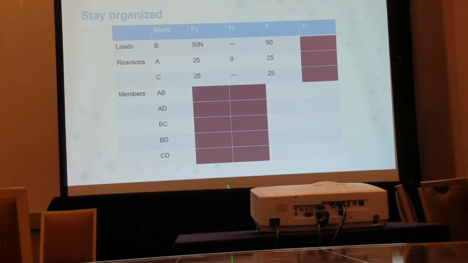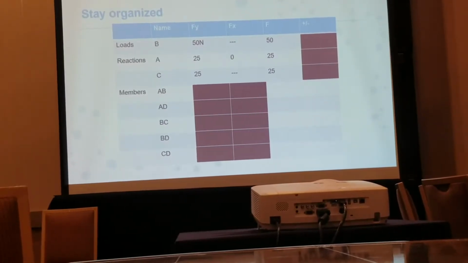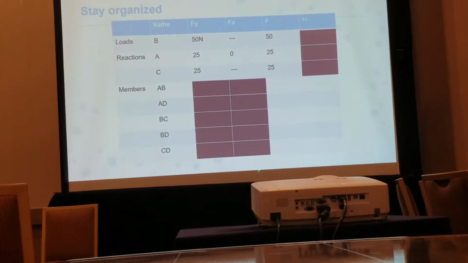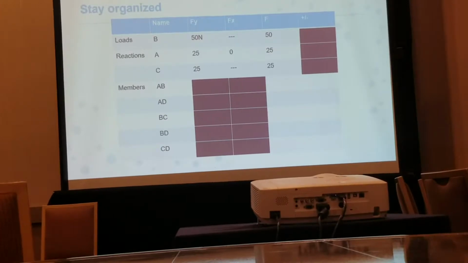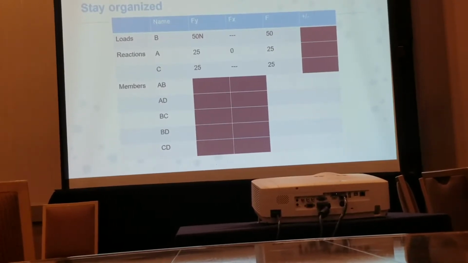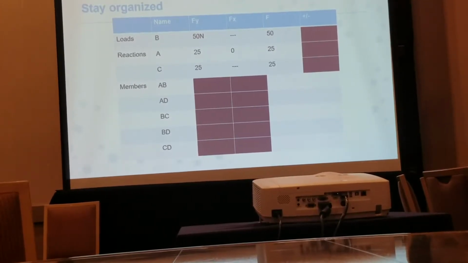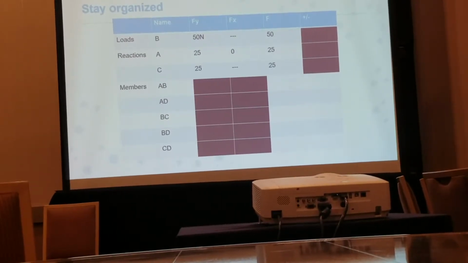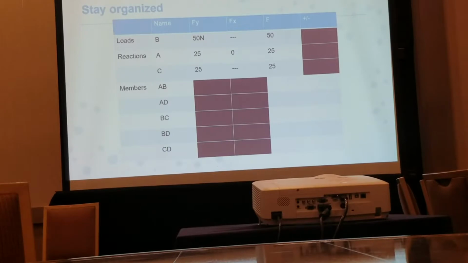Notice, in our master table, that's what we're calling this, our master table, we don't care about F sub x and F sub y. We don't care. We cross those out, we black them out, whatever you need to do. Don't care, don't care, don't care.